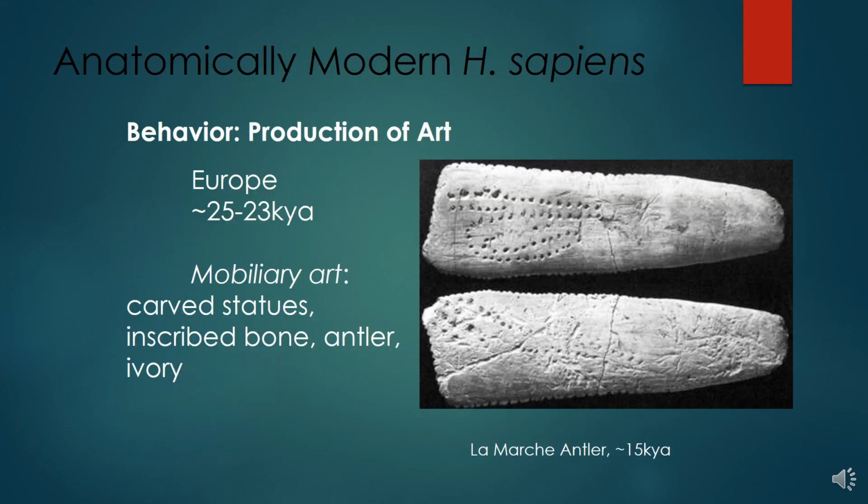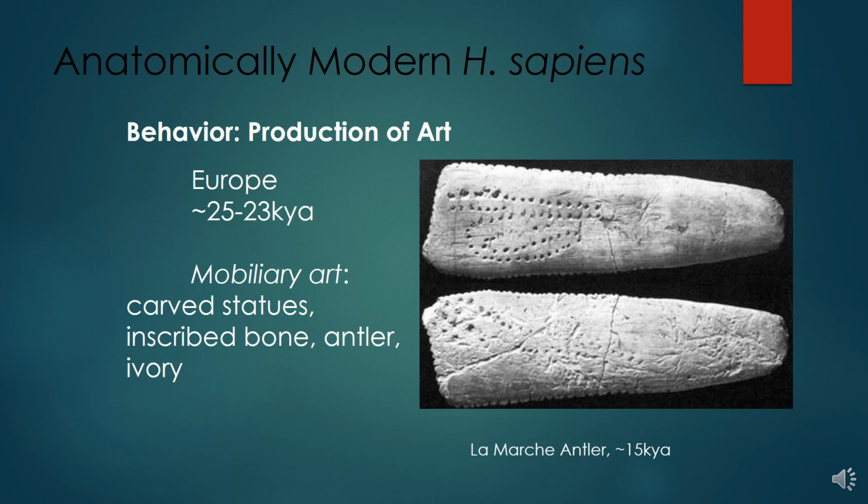We also have what is known as mobiliary art. So these are objects that include carved statues, inscribed bones, antlers, ivory, and these were objects that were meant to be carried around. So the La Marche antler, dating to about 15,000 years ago, is one of these classic examples.